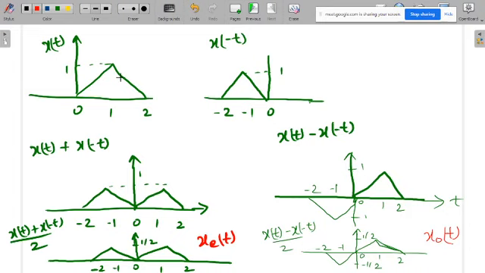Originally the signal is given, but this signal is neither even nor odd. But we know that even if the signal is neither even nor odd, it consists of an even part as well as an odd part. That we can extract using this formula.